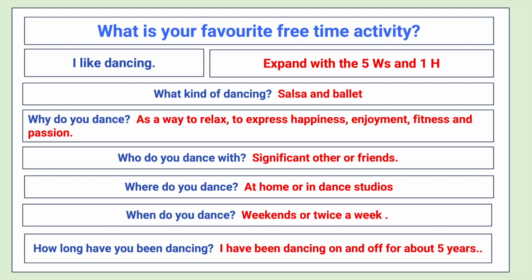So which answer is better? I like dancing or this one? Obviously this one, but it's too long to say all this and smacks of a memorised answer. 2 to 3 sentences is best, otherwise it doesn't sound right. Pick 2 or 3 most relevant. So you might say, I like dancing, especially salsa and ballet. I dance with friends or my partner, and I find it's a great way to relax, unwind, and even express happiness.